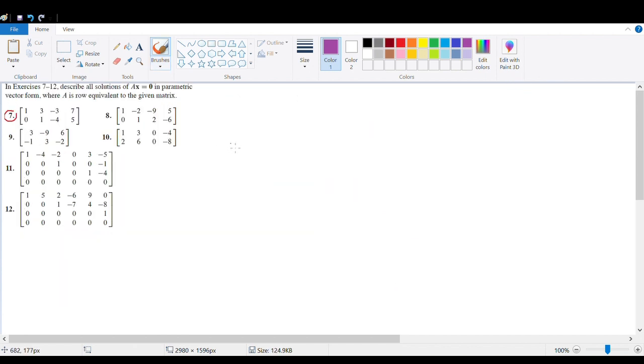In exercises 7 to 12, we need to describe all the solutions of Ax equals 0 in parametric vector form, where A is row equivalent to the given matrix. So here we start with 7. We have this matrix. We need to do one row operation, so we can write row 1 equals -3 row 2 plus row 1. We get the new matrix: 1, 0, 9, -8, 0, and the second row is 0, 1, -4, 5, 0.